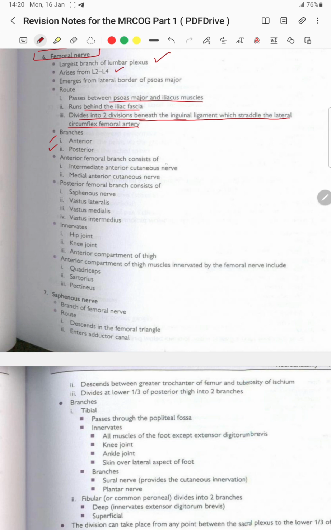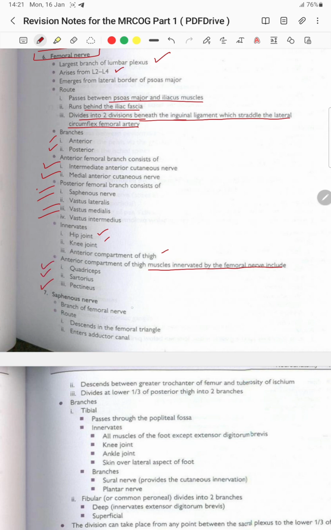The anterior femoral branch consists of the intermediate anterior cutaneous nerve and the medial anterior cutaneous nerve. The posterior femoral branch consists of the saphenous nerve, the vastus lateralis, the vastus medialis, and the vastus intermedius, and innervates the hip joint, the knee joint, and the anterior compartment of the thigh. Anterior compartment of the thigh muscles innervated by the femoral nerve include the quadriceps, the sartorius, and the pectineus.